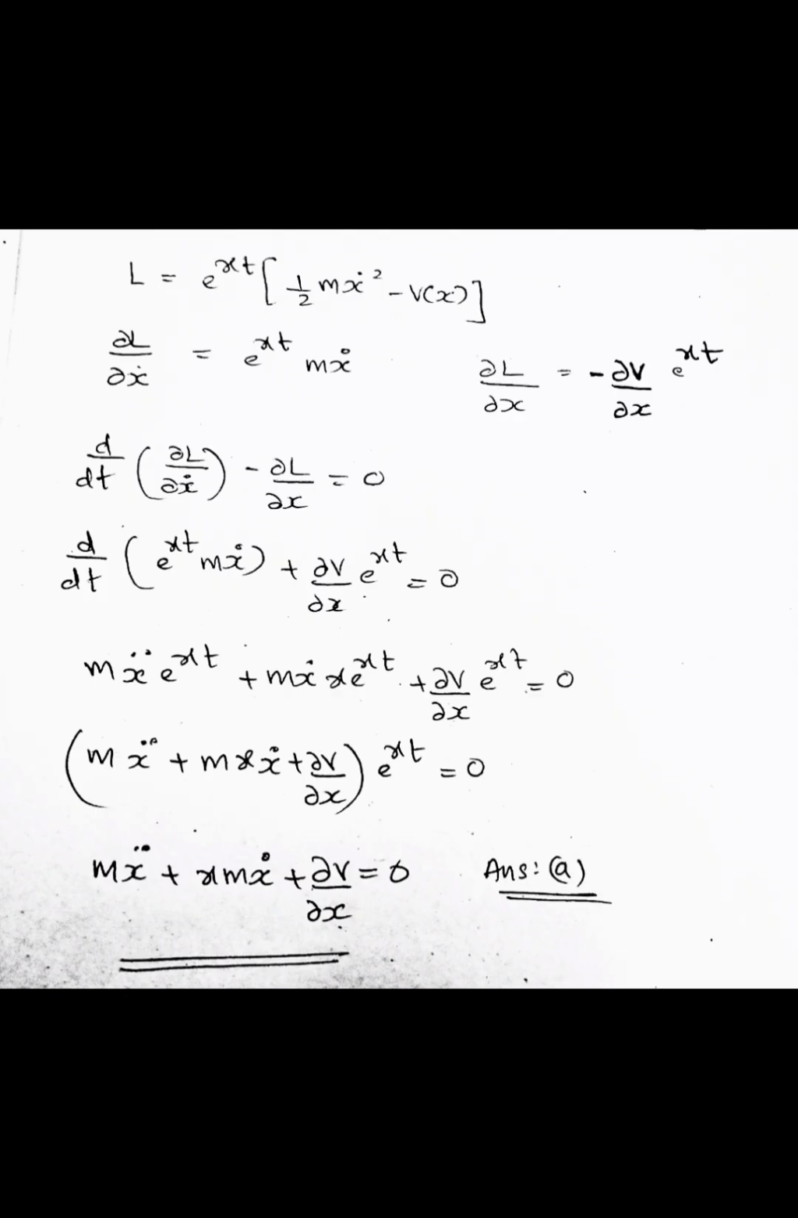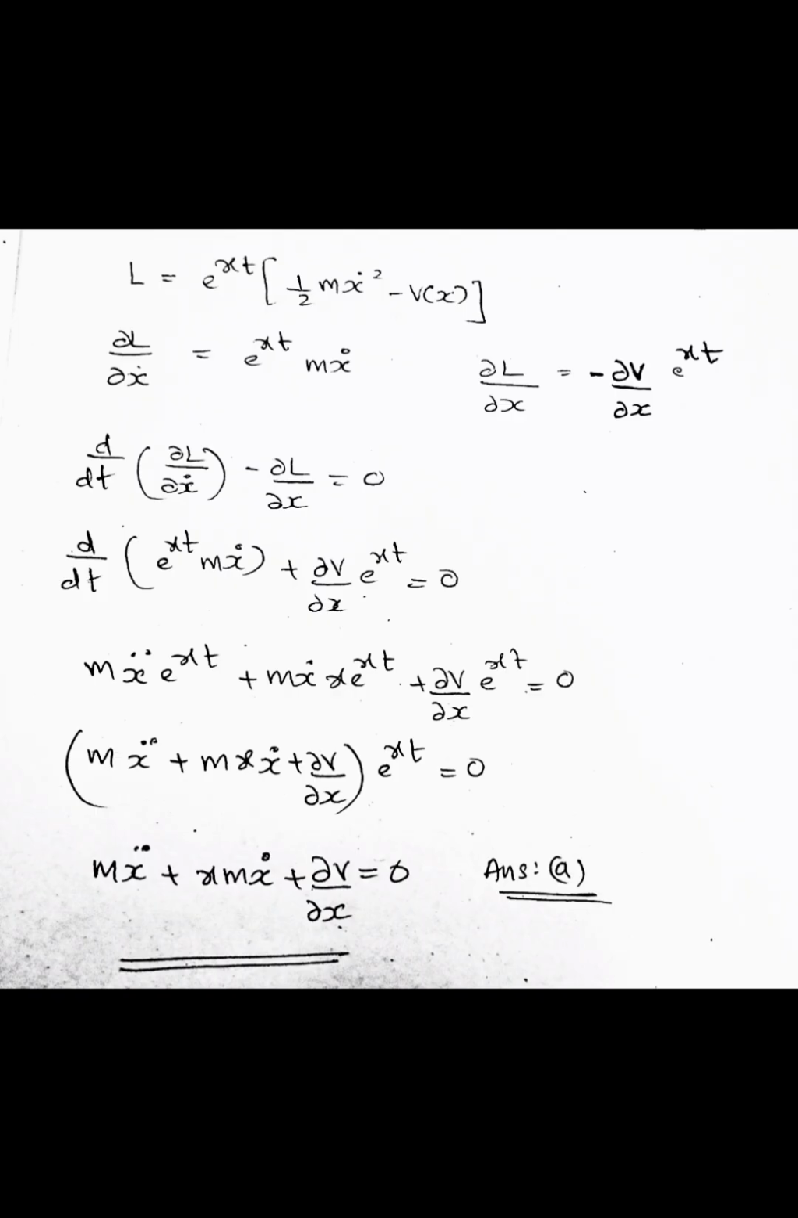Here the generalized coordinate is x, so we need to calculate dou L by dou x dot, that is e raised to gamma t into m x dot. Then dou L by dou x is minus dou V by dou x into e raised to gamma t. Then the equation of motion can be written as d by dt of dou L by dou x dot minus dou L by dou x is 0, that is d by dt of (e raised to gamma t into m x dot) plus dou V by dou x into e raised to gamma t is equal to 0, that is m x double dot into e raised to gamma t plus m x dot gamma into e raised to gamma t plus dou V by dou x into e raised to gamma t is equal to 0.